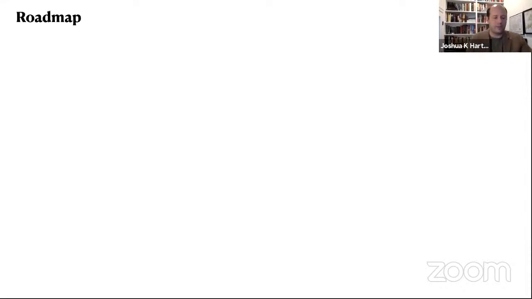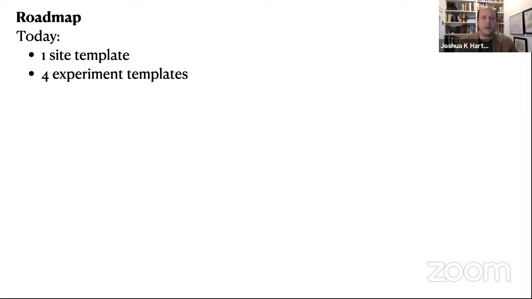So I want to talk a little bit about the roadmap for Pushkin. Some of you have probably heard about Pushkin since I started working with this in 2015, and are wondering exactly where we are and how much is actually available, how much is still to come. So today we have one site template, we have 4 experiment templates, and the CLI will build your basic website locally, help you update it, and you can do local testing.